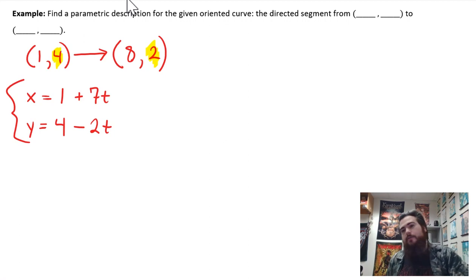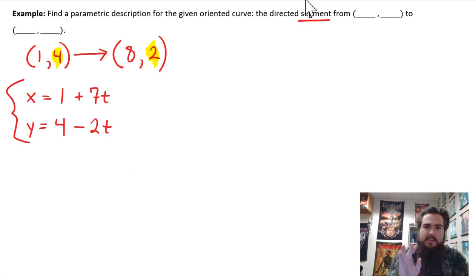However, what I have right now is not the final answer, because this would actually create the full line that goes through those two points. But we wanted a segment. We just wanted a segment that goes from one point to the next and stops. To do that, we are going to put bounds on t. The bounds we're going to use are going to be the same every time for these cases. We'll use 0 to 1.